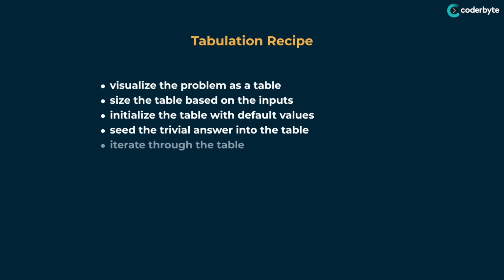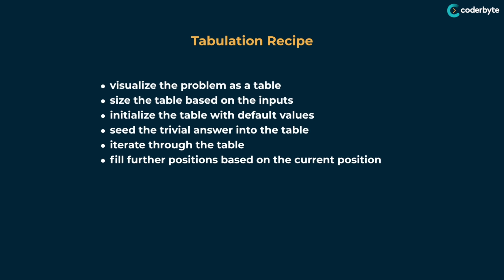And then we have the hard part, which is really iterating through the table. And you have to come up with some logic, right? As you iterate through the table, you have to design some logic that fills further positions of the table based on the current position. And you really have to look to the problem to figure out what the logic is. In the case of Fibonacci, it's as simple as if I'm at some position of the table, I look one space ahead and two spaces ahead, very reminiscent of the Fibonacci pattern. In the case of our grid traveler problem, it was about looking the unit to the right or the unit downward, effectively shrinking the size of our grid.